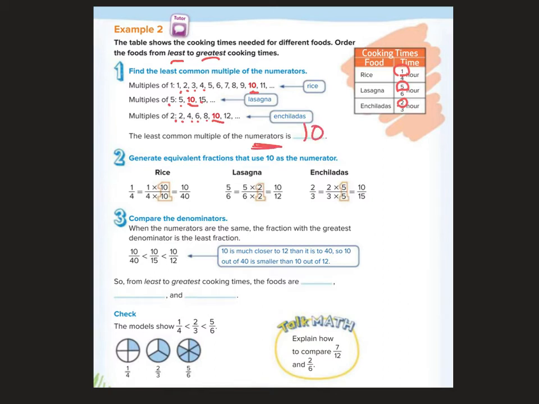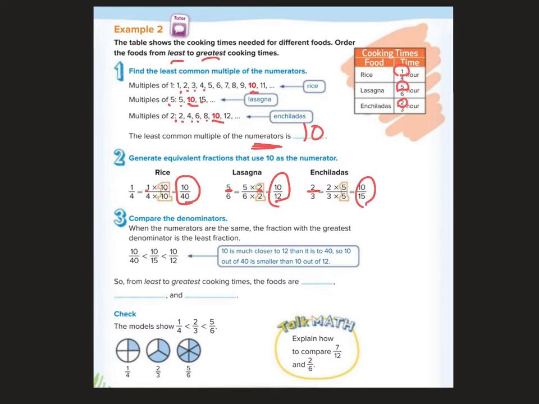So that's the top numbers. How can I get 1 to equal 10? I'd multiply it by 10 over 10, giving 10/40ths. Now, if I want 5 to equal 10, I multiply it by 2 over 2, so I'd be comparing 10/12ths. If I want 2 to equal 10, I'd multiply it by 5 over 5 to get 10/15ths.